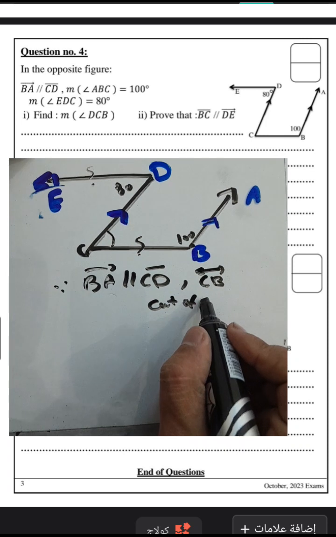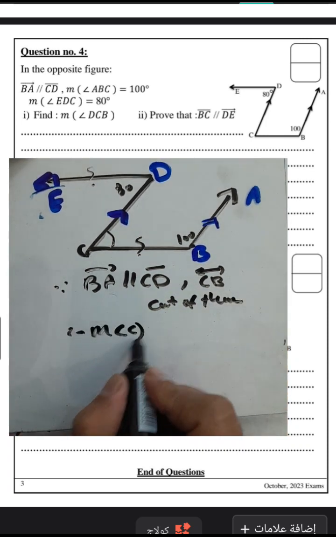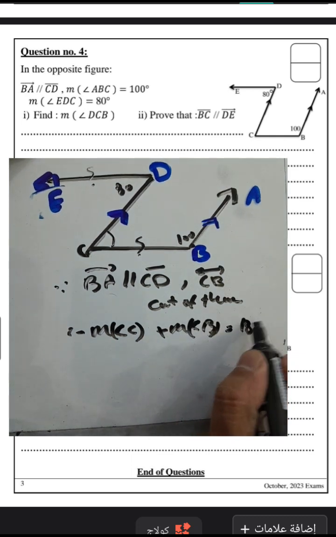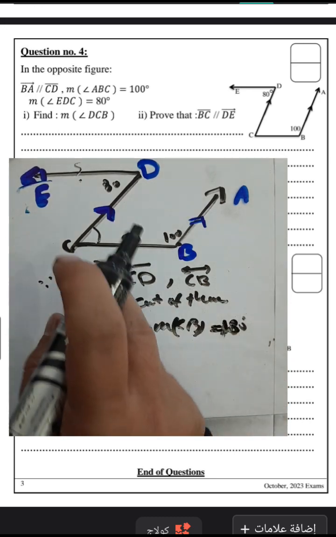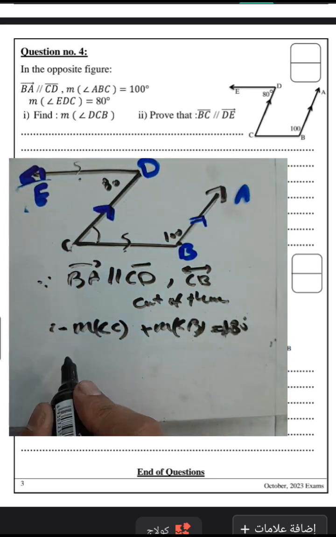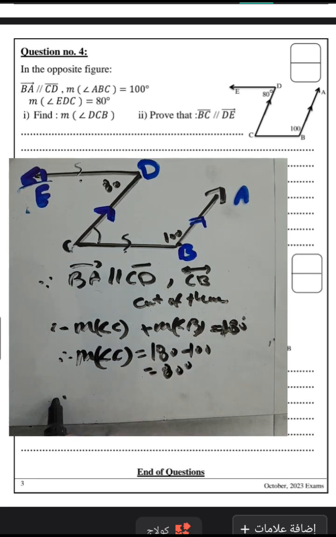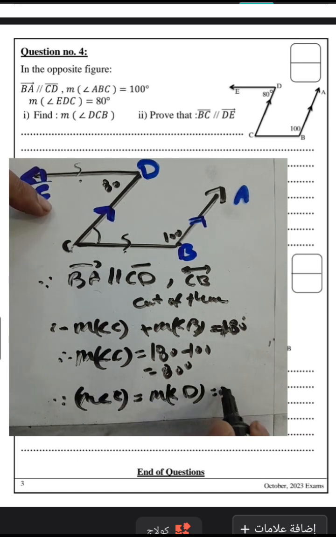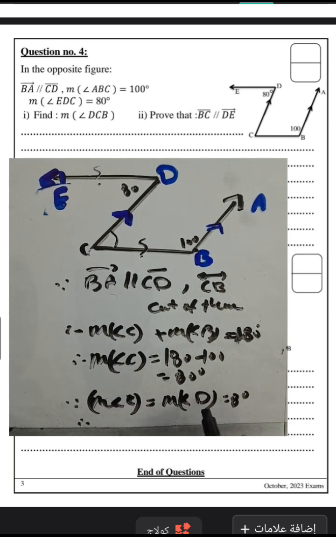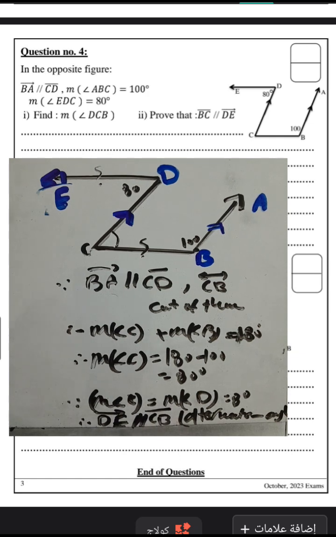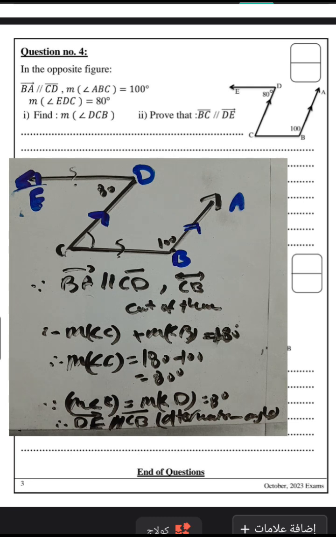Then the measure of angle C plus the measure of angle B equals 180 degrees, because angles C and B are in the same direction from the transversal. Then the measure of angle C equals 180 subtract 100, which is 80 degrees, and then the measure of angle C equals the measure of angle D, equal to 80 degrees. We call them alternate angles. Then DE is parallel to CB. Understood?